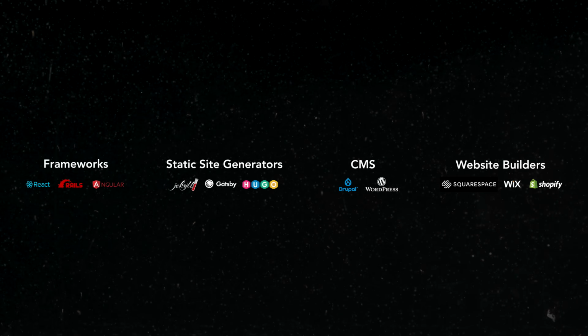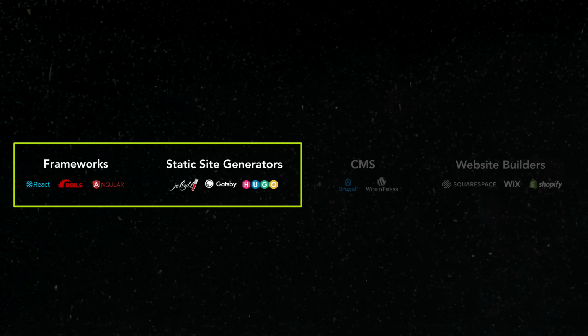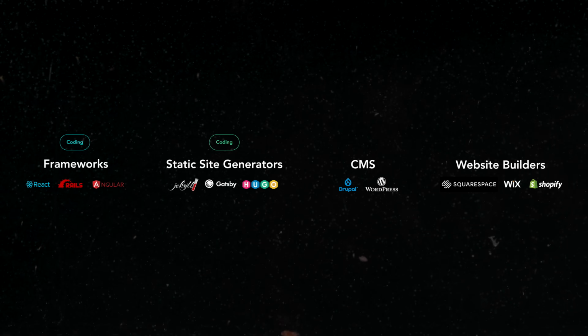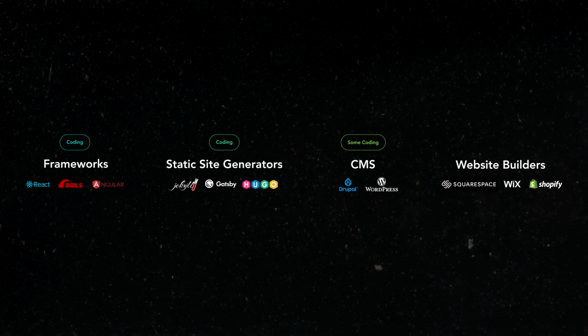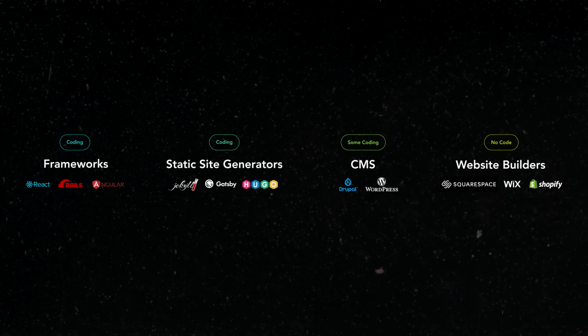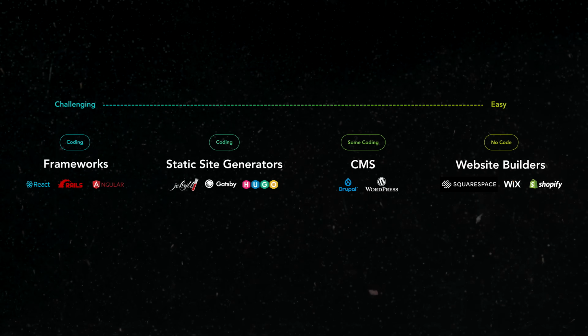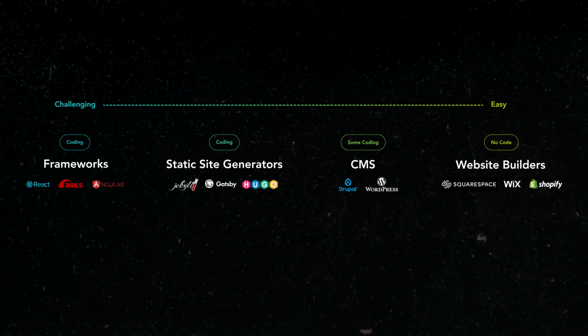Now, right off the bat, don't even worry about frameworks and static site generators if you don't know how to code, because they require coding. A CMS like WordPress might require some coding, but not as much. And a website builder has no coding. So of course, if we place this on a continuum, frameworks and static site generators are the most challenging to use, while website builders are the easiest.